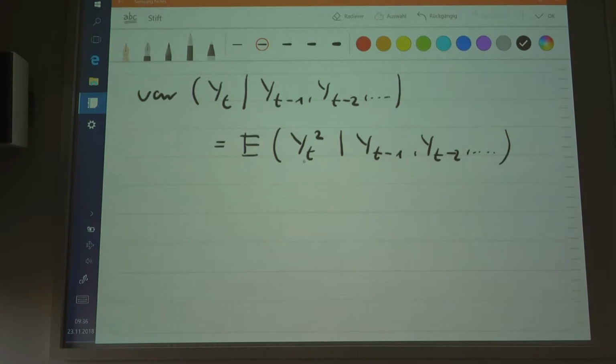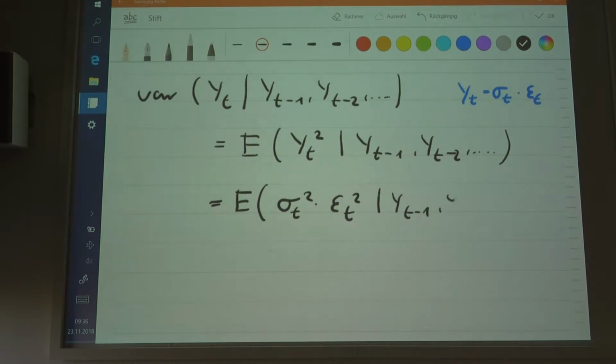Now, yt squared is going to be equal to sigma squared times epsilon t squared. That's the square of the process yt. Again, the process yt is defined as sigma times the noise, so if you take the square of it, the square of the product is the product of the squares. So this is what you would have for the process given the past.